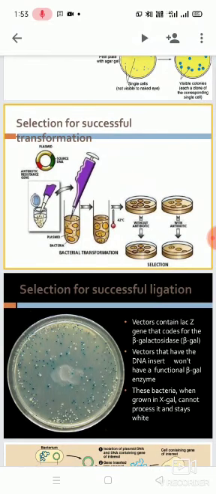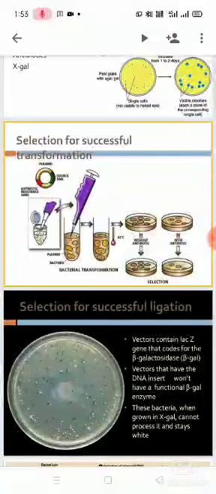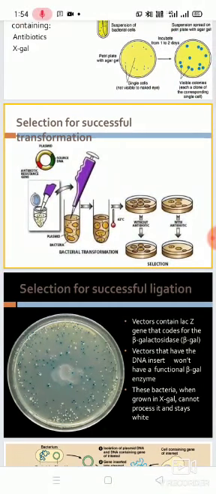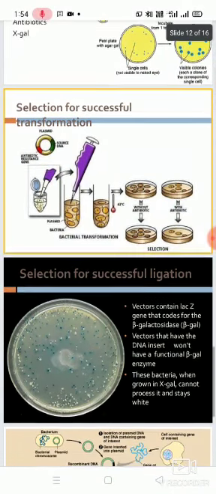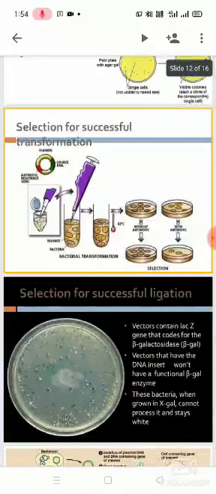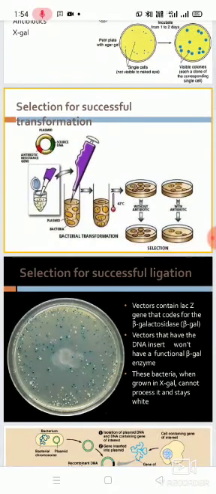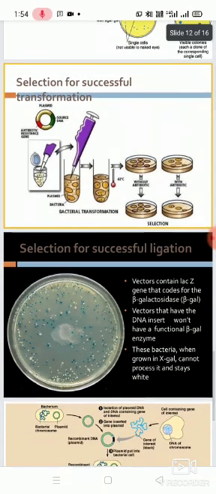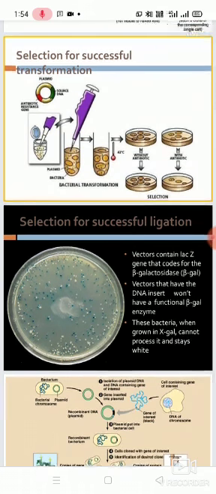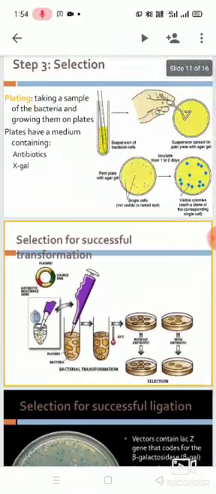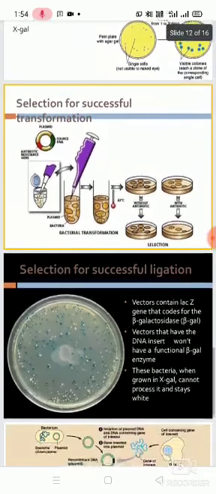In the case where no antibiotic is there in the plate, all types of colonies will grow. Whereas in the second case, where antibiotic is also present in the agar plate, only the few cells which are transformed and which have that resistance power will be able to grow. So finally, only the transformed cells with the vector and with the gene of interest will be selected.